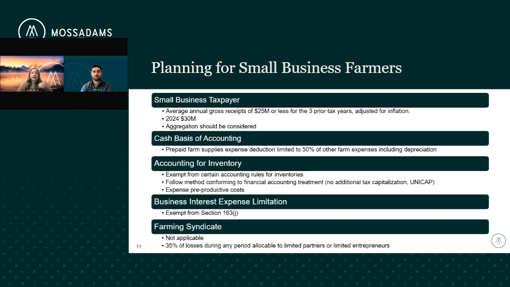And this is really where if you're cash basis, you're paying taxes on cash received and cash paid. One caveat we do want to mention is when you're prepaying your farm supplies, you're really only allowed to deduct about 50%. The deduction amount cannot exceed 50% of your other farming expenses. So you can't just prepay a ton of expenses, but it's still a really good planning opportunity.